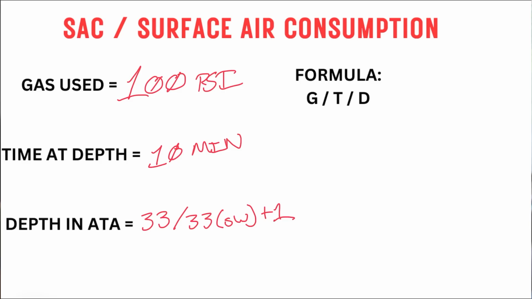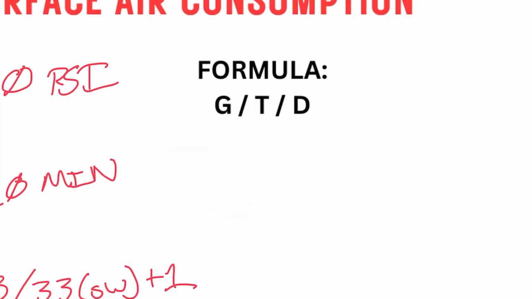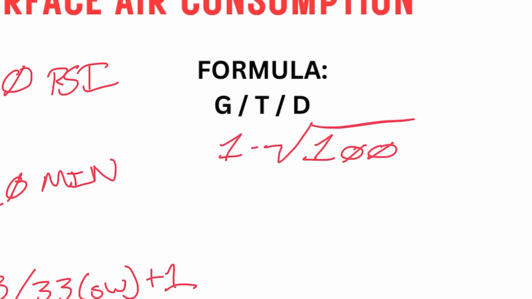Let's say that I went down to 33 feet of salt water and my starting pressure was 3000 PSI. Staying neutrally buoyant, I swam at 33 feet for 10 minutes and my ending pressure was 2900. So I used a total of 100 PSI. Now, we have everything we need to input to our equation to determine our SAC rate. We simply take our gas used, which is 100 PSI, divide that by our time at depth, which is 10 minutes, and that equals 10.